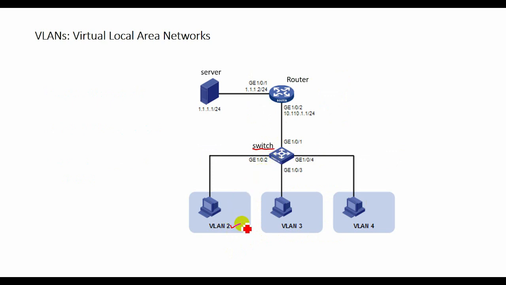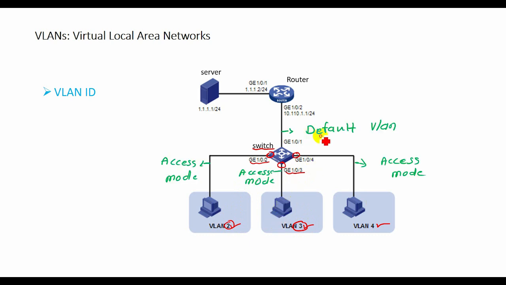A VLAN is identified on network switches by a VLAN ID. See, VLAN 2, 3 and 4. Each port on a switch can have one or more VLAN IDs assigned to it. For example, gigabit Ethernet 1/2 is assigned to VLAN 2 and gigabit Ethernet 1/3 is assigned to VLAN 3, and a port will land in a default VLAN if no other one is assigned. Each VLAN provides data link access to all hosts connected to switch ports configured with its VLAN ID.